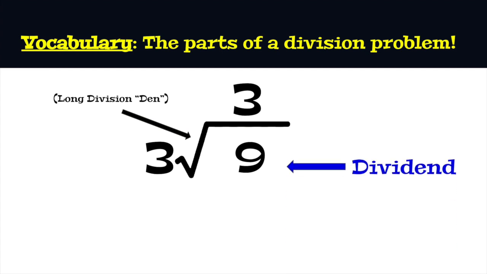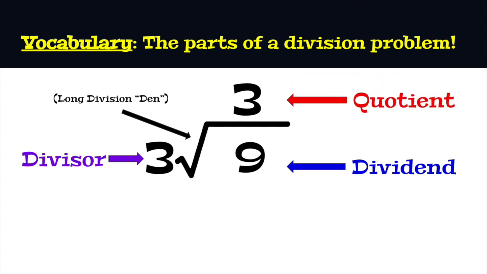I still have a dividend, which is the 9. It goes inside the den. I still have a divisor, which is 3. It goes outside the den. And your answer, or the quotient, goes on top as you figure it out. This problem still doesn't have a remainder, but if it did, it would go right here beside the quotient whole number.